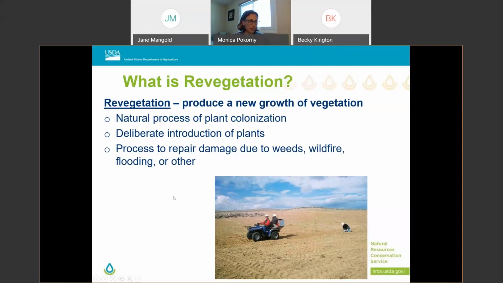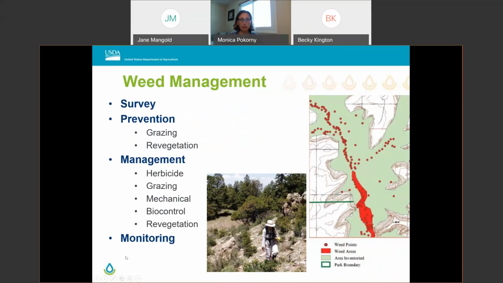flooding or other causes. And where I really see revegetation fitting into a weed management practice is in a prevention setting. So making sure that you have desired plants on the site so that you're preventing weeds from being introduced onto the site. And then also, as part of your management process, to have competitive species in the site.